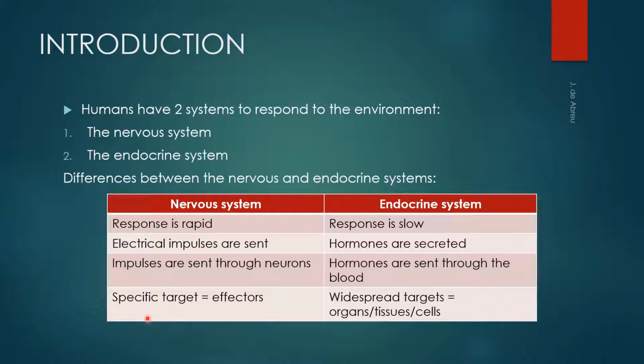So if you touch a hot plate, because it's a reflex action, the impulse is going to go to your spine, and then the impulse is going to be sent back to your muscle to lift up your hand very quickly from the plate. And that is also why it's rapid, so that it can protect your body. And then in the endocrine system, the target organs are more glands and organs and tissues and cells. So that's the difference between the nervous system and the endocrine system.